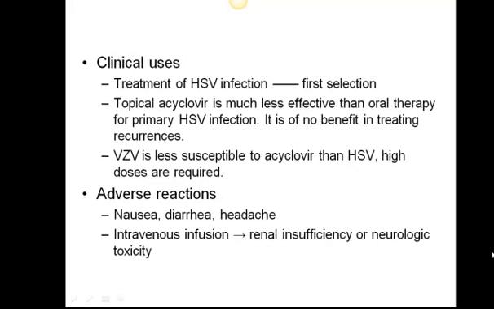So some of the clinical uses for these types of drugs: they're used in the treatment of herpes simplex virus infections. This would be the first selection for our acyclic nucleotide inhibitors. The chickenpox virus, the varicella zoster virus, is less susceptible to acyclovir than the herpes simplex virus. And so higher doses are required to help inhibit this virus, especially when it comes out again, causing the shingles symptoms seen in later life. Some of the adverse reactions of the acyclic nucleotide inhibitors would be nausea, diarrhea, and headache. So they have fewer side effects than the reverse transcriptase inhibitors that we talked about a few minutes ago.